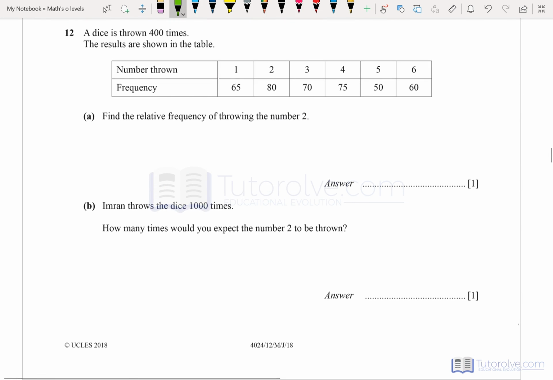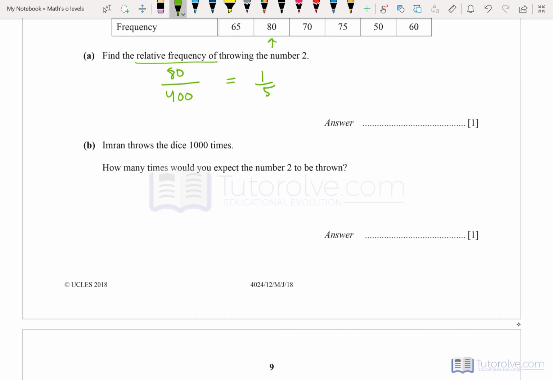So now they've given us question 12. A dice is thrown 400 times. The results are shown in the table. So they've given us the throws and the frequency. So find the relative frequency of throwing dice number 2. So basically, relative frequency is the fraction of that frequency against the total number of frequencies. So basically, we have a total of 400 times, and the frequency of number 2 is 80. So basically, what we need to do is we just need to divide this by 400, and the relative frequency is 1 by 5.